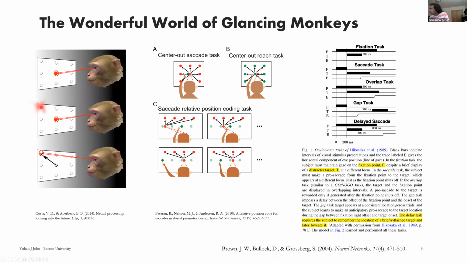There's a gap task where, so it says here, what happens there? Yeah, the gap task imposes a delay between the offset of the fixation point and the onset of the target. The gap task target appears at a consistent location, and the subject learns to make an anticipatory pro-saccade to the target location during the gap between fixation. And last, you have a delay task where the subject has to remember the location because it's shown and then removed. And because the fixation stimulus stays on, you can't make a saccade until it's gone. So these are the tasks that they were looking at.